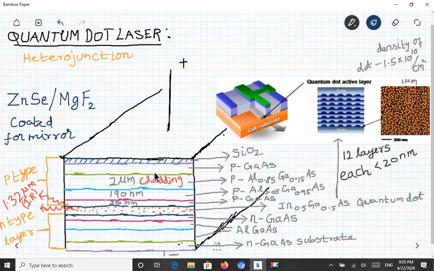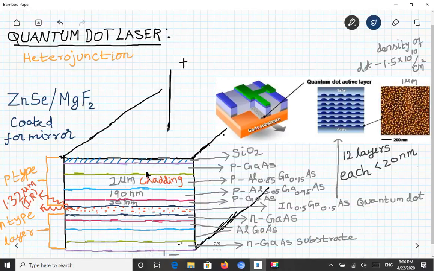Okay, this first layer consists of P type gallium arsenide layer, and likewise here you can see N type gallium arsenide, which you call the substrate. Substrate means all these layers have been grown by the crystal growth technique above this substrate only. So above this N type gallium arsenide surface, all the layers have been grown, including the quantum dot. This is called the substrate.